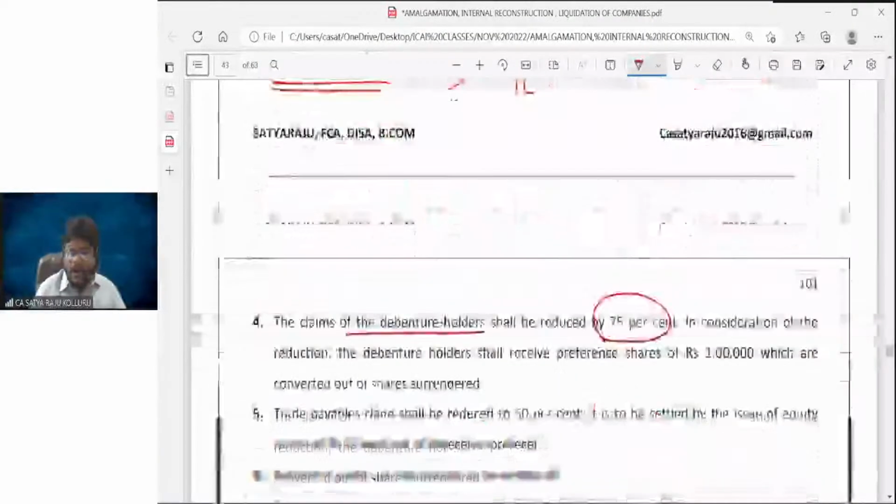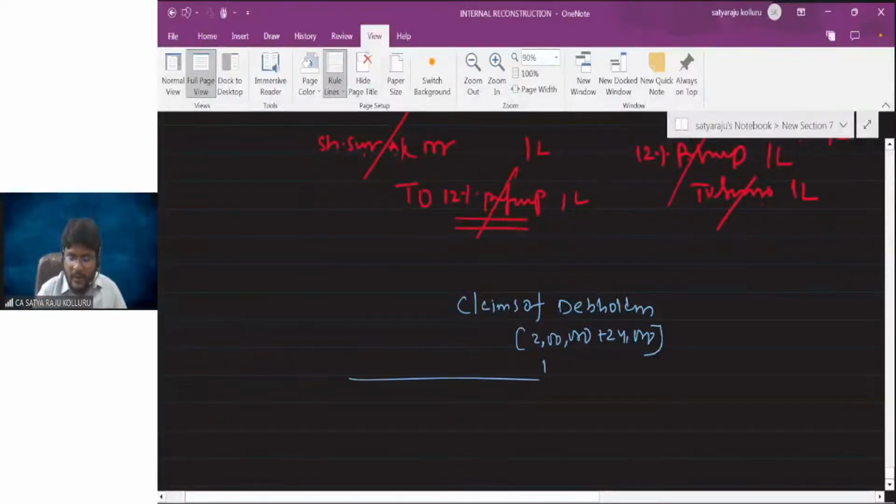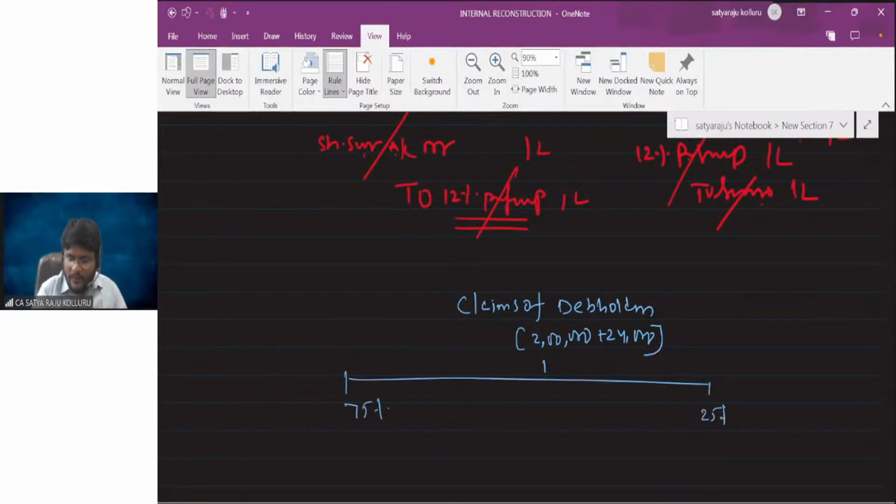Now, the claims of the debenture holder shall be reduced by 75%. In return for the reduction, they are ready to reduce to the extent of 75%, provided in return the debenture holder shall receive preference shares of rupees 1 lakh which were converted out of share surrendered. Now, please all of you concentrate here. First 75% let me take here. 25% let me take here.